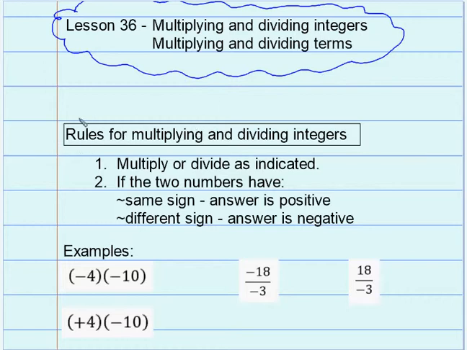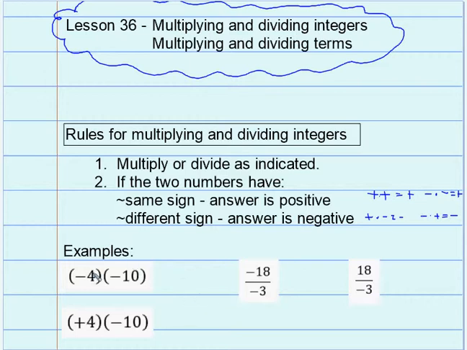Rules for multiplying and dividing integers, you're going to want to have this definitely in your notes and refer back to that often. We're going to multiply or divide as indicated. If the two numbers have the same sign, the answer is positive, and if it's a different sign, the answer is negative. So plus times plus is going to equal plus, or minus times minus is going to equal plus. And if you have plus times negative, it's negative. And if you have negative times plus, it's negative.